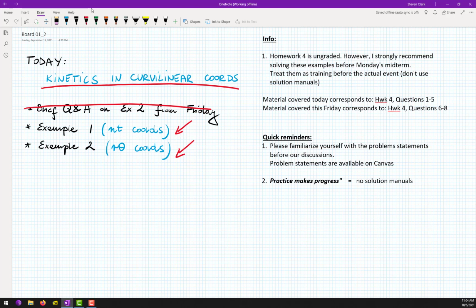Homework 4 is ungraded. However, homework 4 covers these topics, and also the topic that we are going to talk about on Friday. So in my opinion, I strongly recommend you to look at those problems. Just try to solve them, and treat it as a practice before the main event.